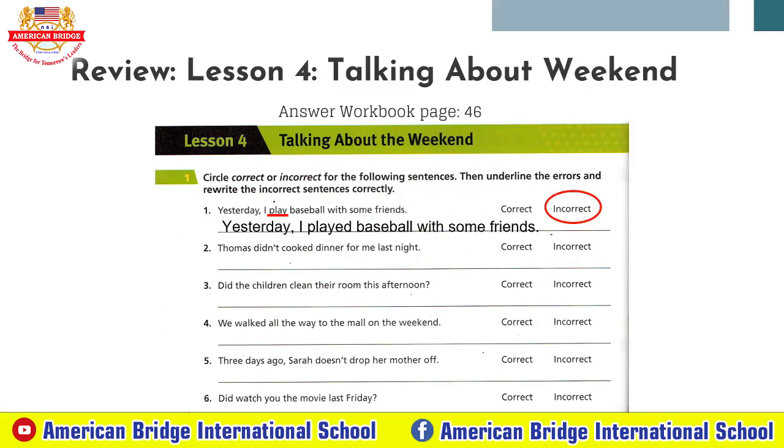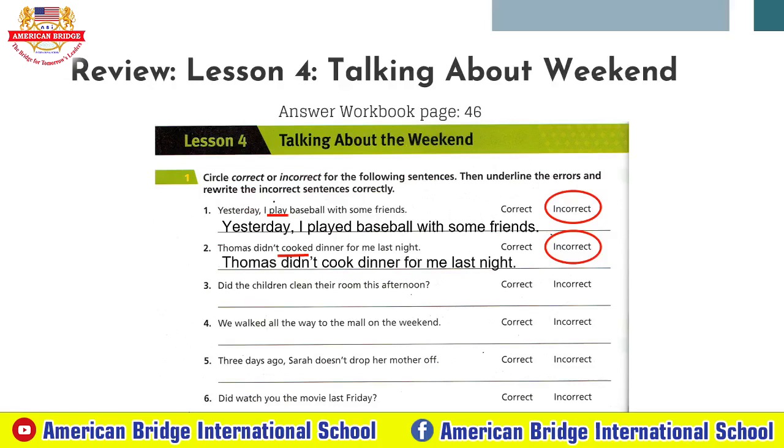Next, moving on to number 2, Thomas didn't cook dinner for me last night. So this one is incorrect. So where is the underlined word? This one is the incorrect word, cook. The correct sentence for this is, Thomas didn't cook dinner for me last night.